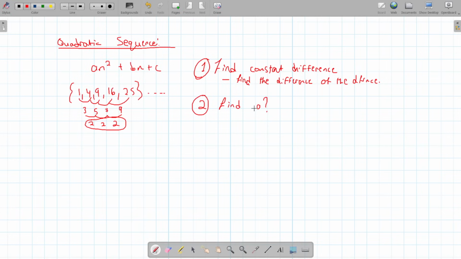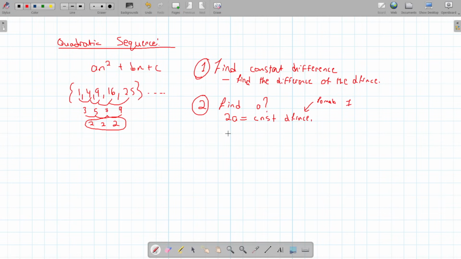How do you find a? 2 times a equals the constant difference. This is formula number 1. Okay? This is the first one.